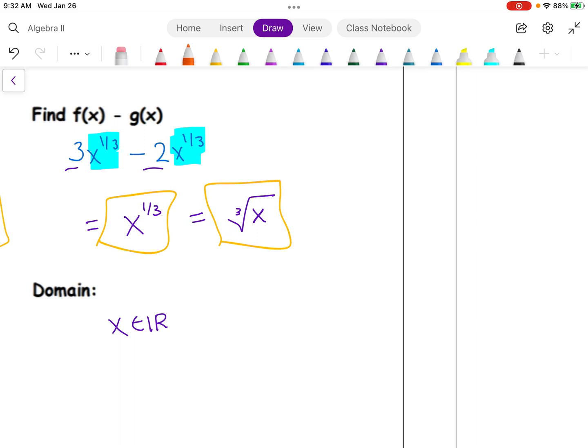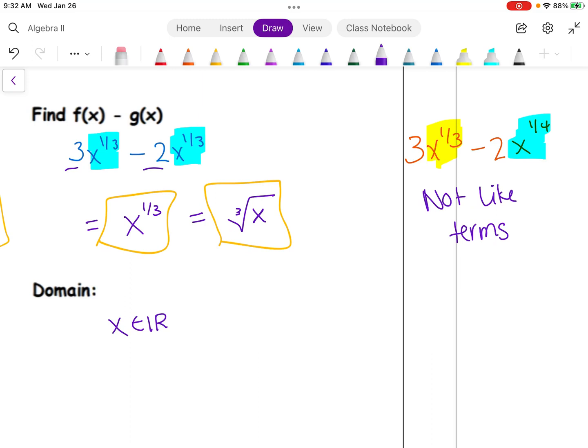Just as a side note here, if we had something like 3x to the 1/3 minus 2x to the 1/4, those have the same base, but they don't have the same exponent. So those are not like terms, because they're not the same, right? You have to have the same base and same exponent before you can combine them.